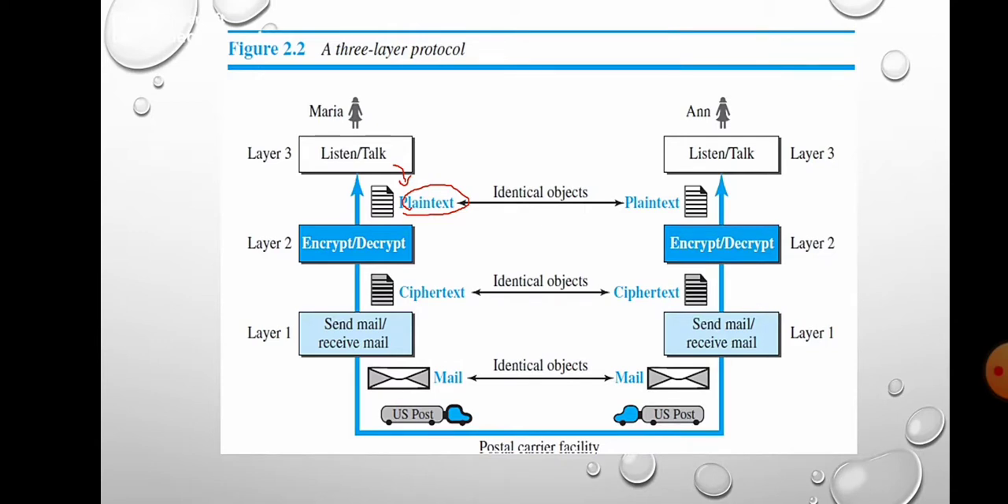That plain text is transmitted to layer 2, and the layer 2 machine receives the plain text from layer 3. The second layer machine receives the plain text and encrypts it. So now the plain text is converted and is available in encrypted format. That encrypted information is called ciphertext.